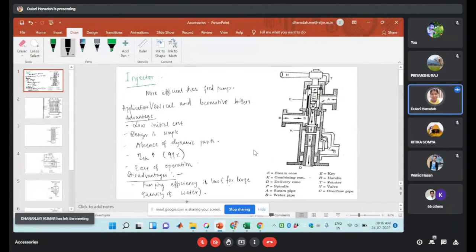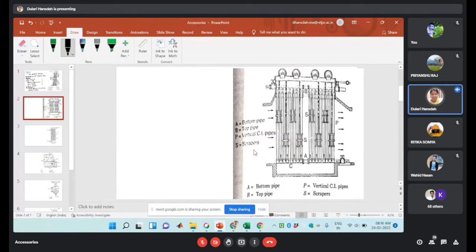If the water is very hot, pumping of the hot water is quite difficult, because it cannot force a very large quantity of hot water to the boiler. In some cases, we also have irregularity in the operation due to the variation of the steam inlet pressure. So these are the disadvantages of the injector. Okay, so these are the advantages of the injector.